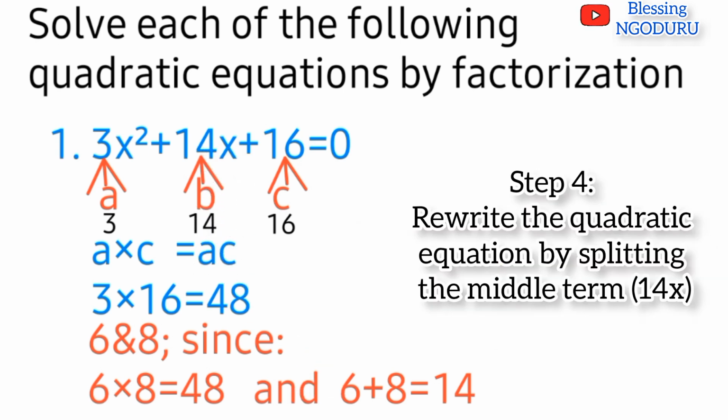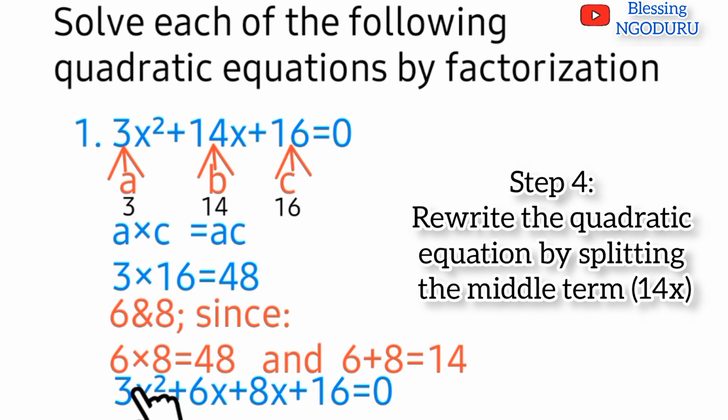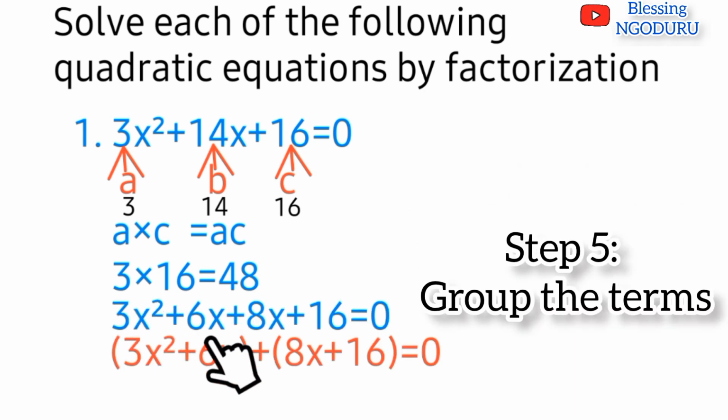Let's rewrite the quadratic equation by splitting the middle term. The middle term is 14, and we said 6 plus 8 gave 14. So in place of 14x, we'll write 6x plus 8x, and then plus 16 equals 0. Group the terms, that is, bringing these two together, also bring these two together, and equate to 0.